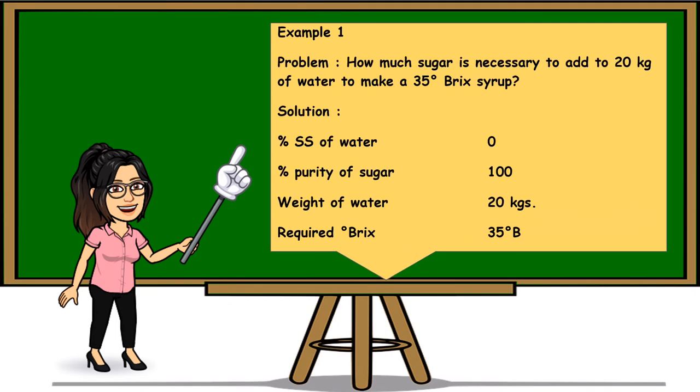Here is an example. Problem: how much sugar is necessary to add to 20 kg of water to make it a 35 degree Brix drink syrup? Okay, so here is the given. Percent soluble solid of water is 0. Percent purity of sugar is 100. Weight of water, 20 kilograms. Required drink, 35 degree Brix.